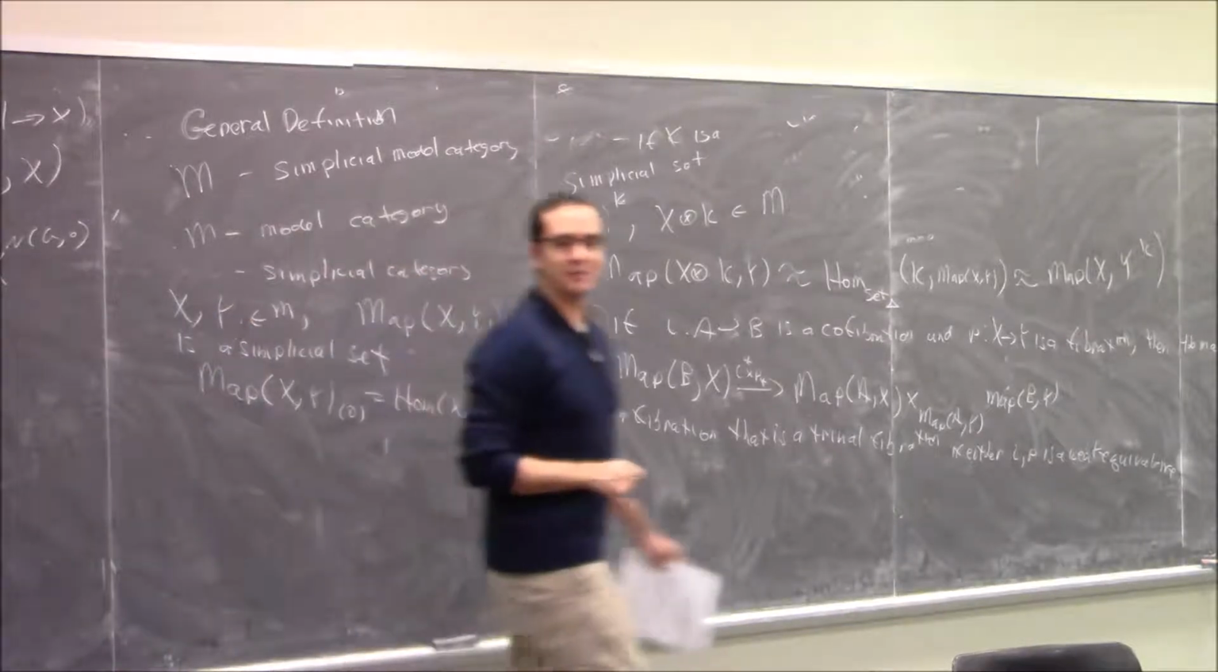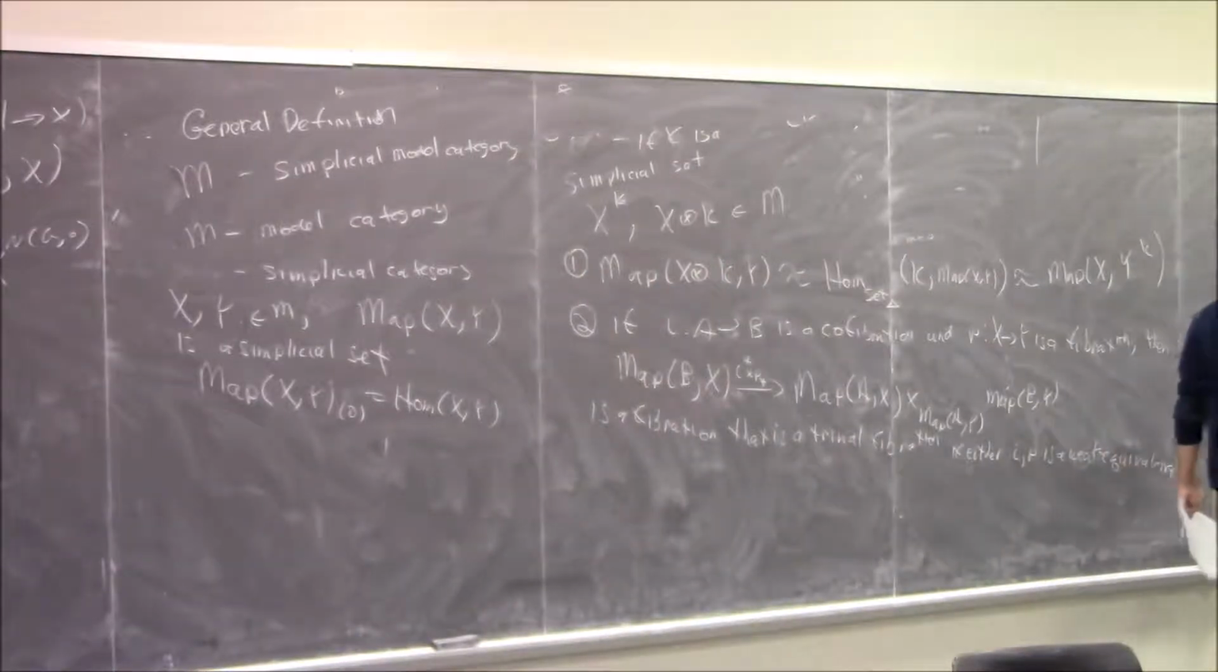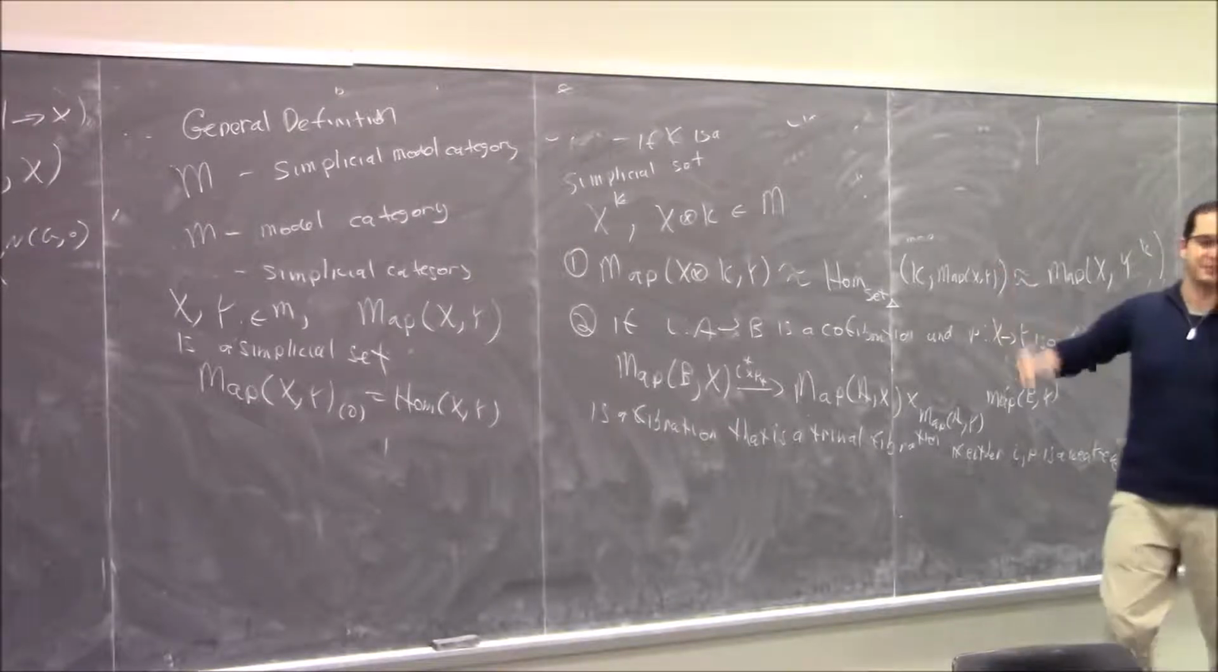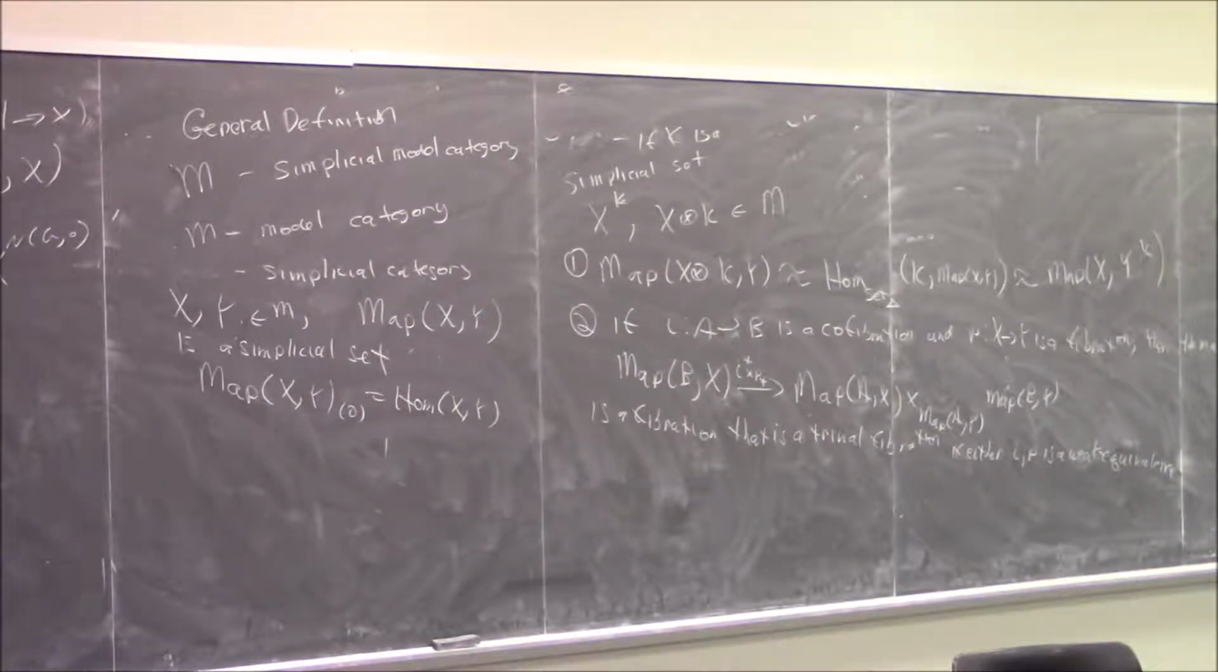I'm not quite sure what to say about this. The Hom tensor is sort of right, but yeah. So this is a simplicial model category. Top is a simplicial model category.